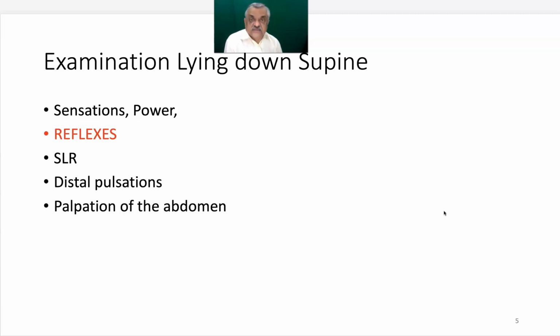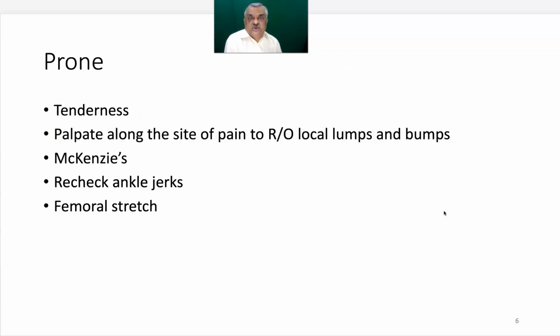Now, after this examination lying supine, we ask the patient to lie prone, and we check the tenderness on the spinous processes or paraspinal area in case of facet affections, or we ask the patient where he experiences the pain. We palpate along the site of pain to rule out local lumps and bumps.